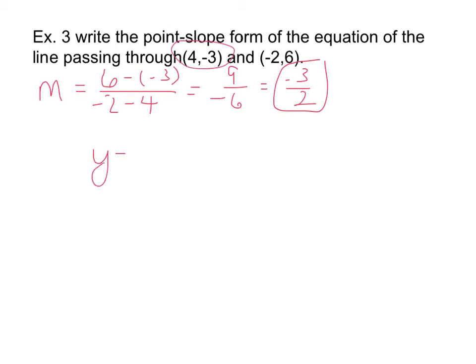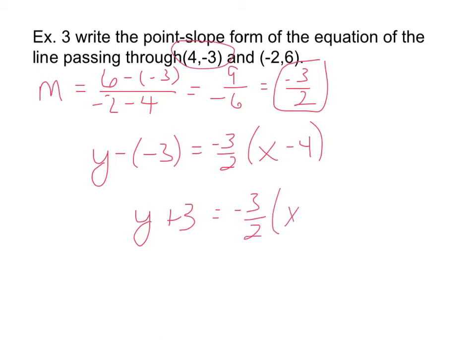So I'd have y minus -3 equals -3/2 times x minus 4. And then all I need to do is clean up the signs. y plus 3 equals -3/2 times x minus 4. Okay? And there is the point-slope form of the equation that's passing through those two particular points.